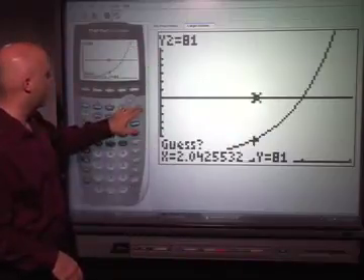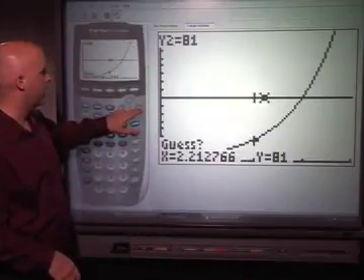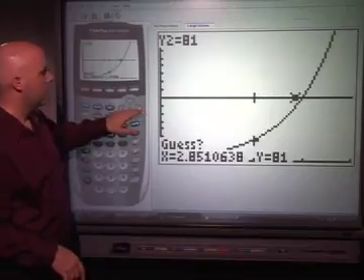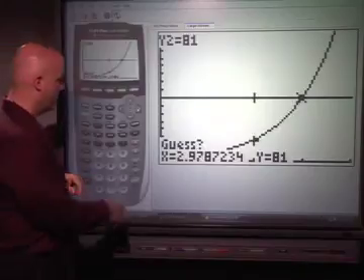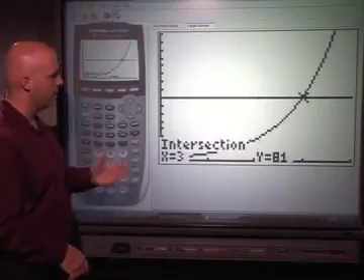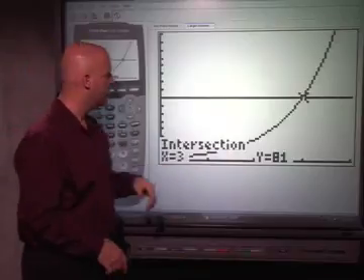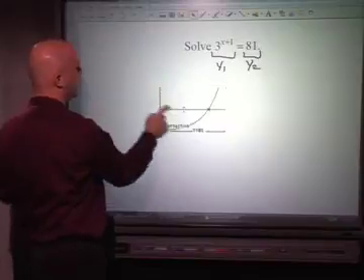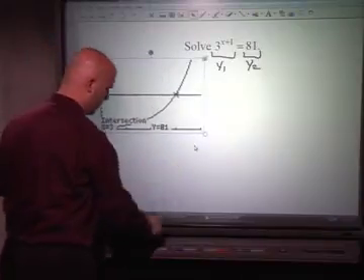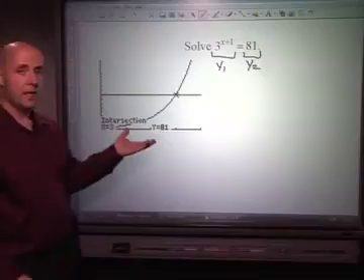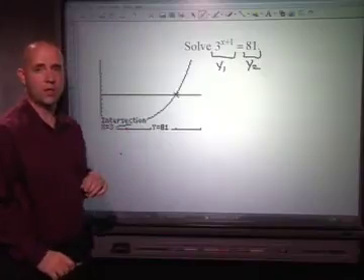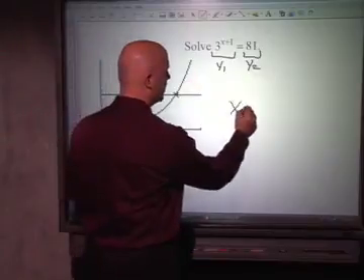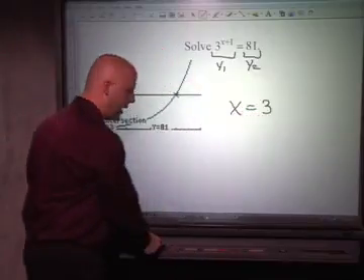Now we know that the x value will be 3 from doing this algebraically, but we'll go through this process assuming we don't know that. So we get close to that intersection point, hit enter. We find the intersection point is (3, 81). Now when finding the intersection point, the x-coordinate of the intersection point is the solution to our equation. So the solution to our equation is x equal to 3, which agrees with our algebraic solution.